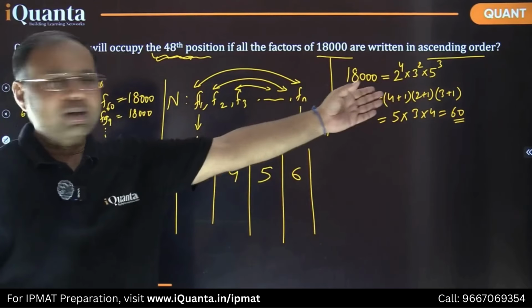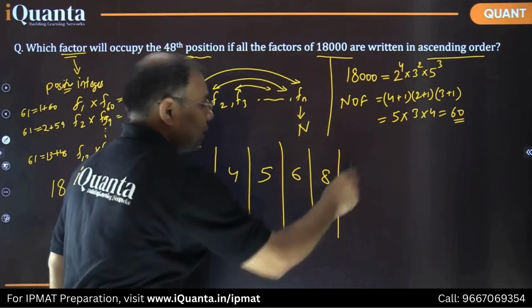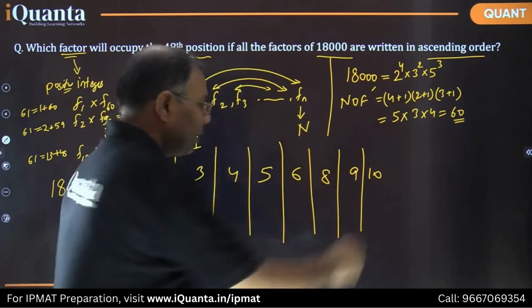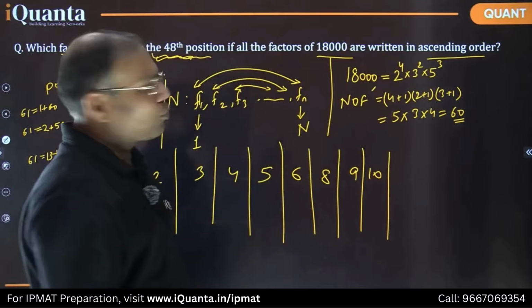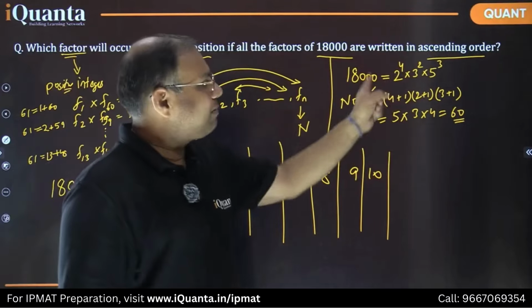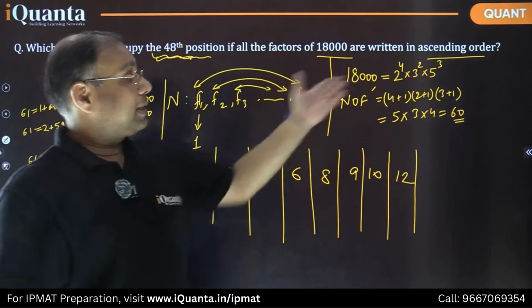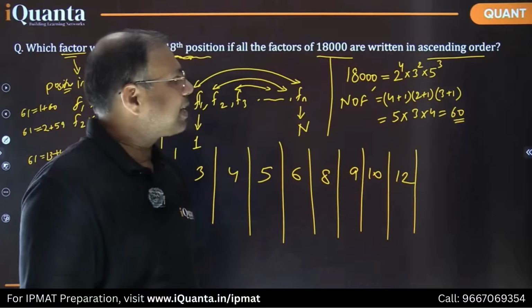No, 7 is not there. 8, yes. 2 cube, 8, divides this number. 9, yes, 3 square, 9 is there. What about 10? Yes, so 2 into 5 will make it 10, right? What about 11? No, 11 is not there in this prime factorization. What about 12? Yes, 2 square into 3 will make it 12, right? So 12 is a factor of this number. 13 is not there because it is a prime number. 14 is also not there because 7 is not there, so how will 14 come?